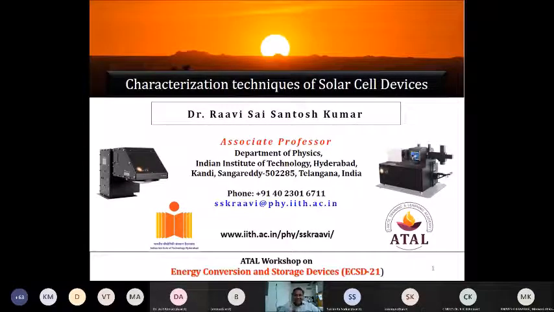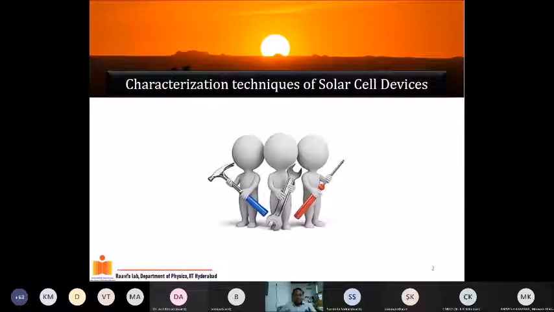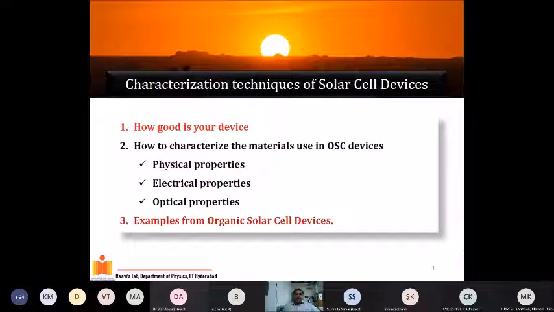I would give you examples of our own current research. And using these examples, I'll tell you what are the various ways you can characterize your devices or how you can actually understand your devices. So this is the main theme of today's talk. What are the various tools we have to understand or study the devices we have in the lab or anything else? Okay, so how good is your device?